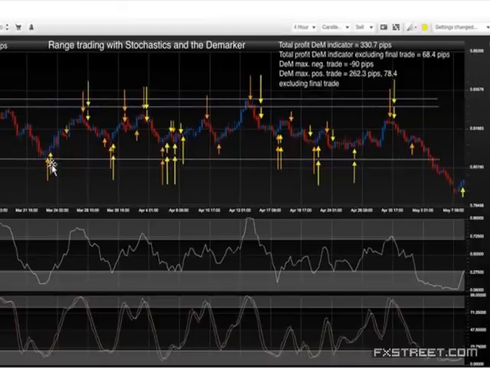If you look at the orange initiation trades of the stochastics, they're typically always before these yellow arrows of the DeMarker. So it was a less sensitive indicator and much better trading during the range.